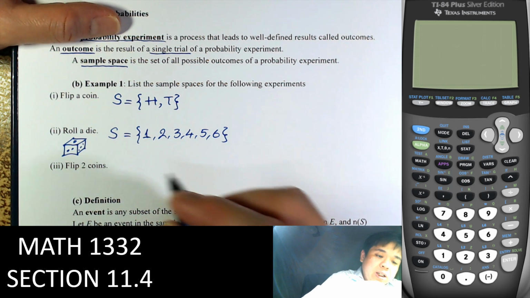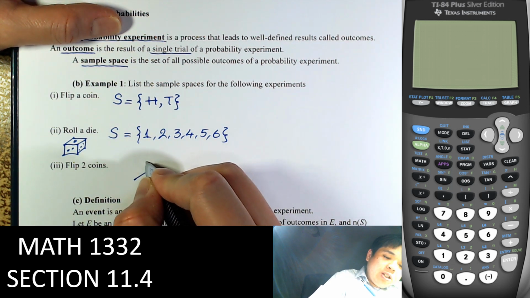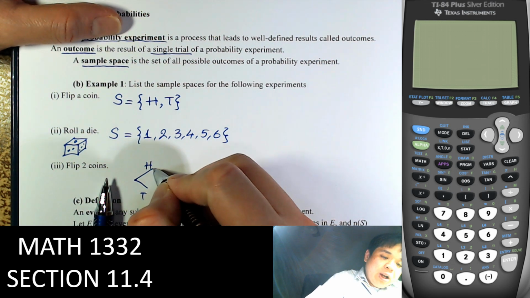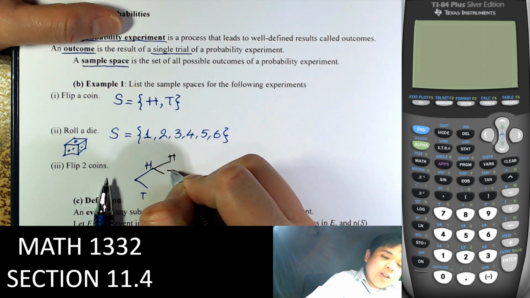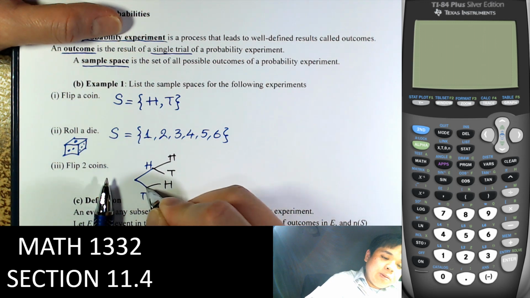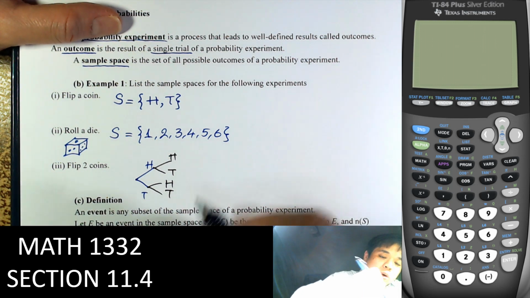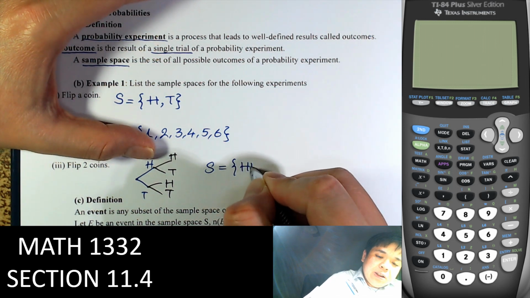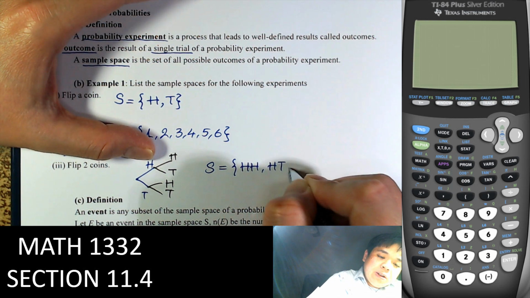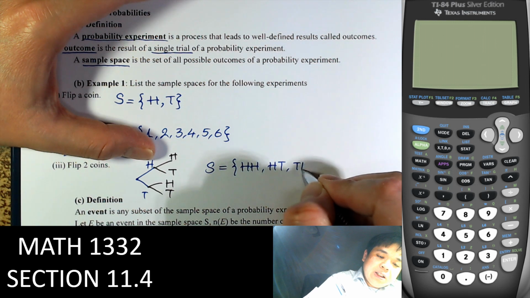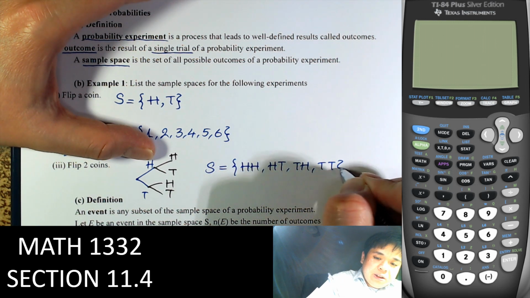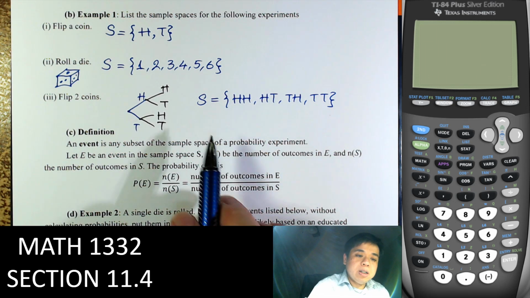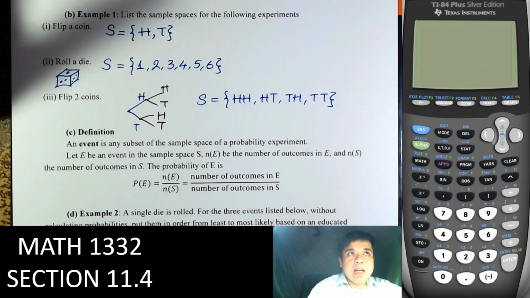Flipping 2 coins. The first one we have head or tail. The second coin can also have head or tail. So when we write the sample space: head-head, head-tail, tail-head, and tail-tail. Right, so just list all the possible outcomes in the set, and that's called the sample space.